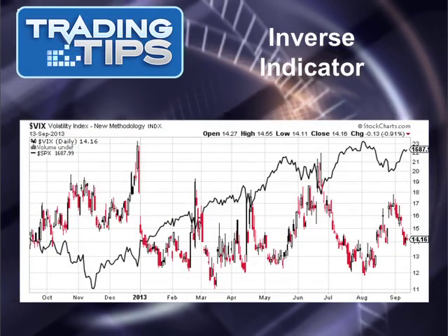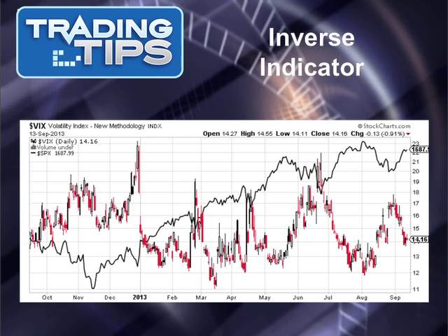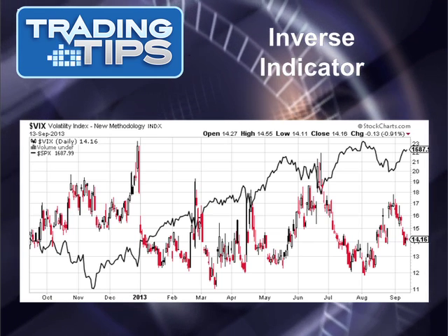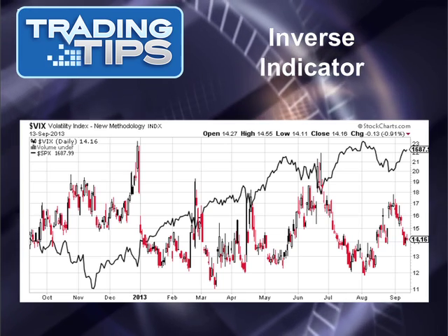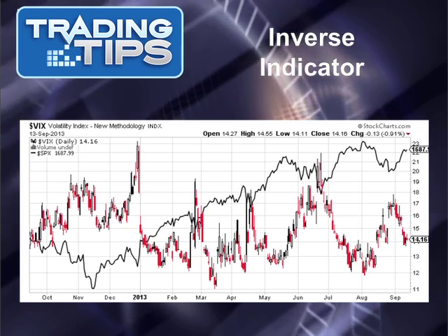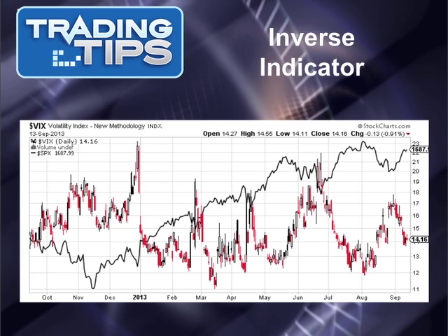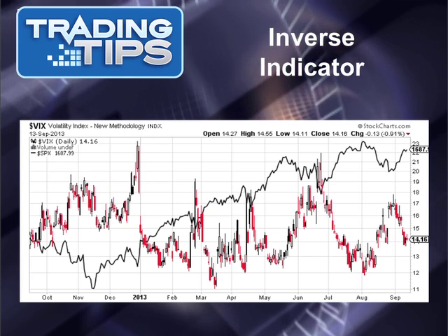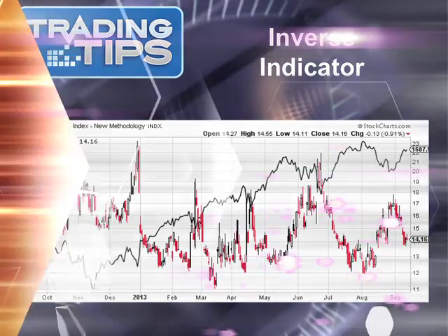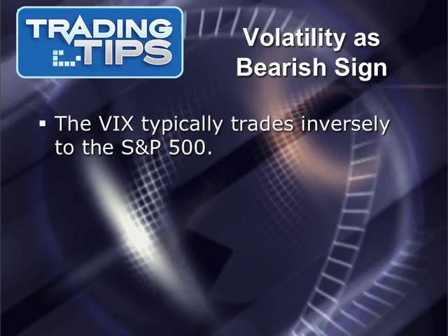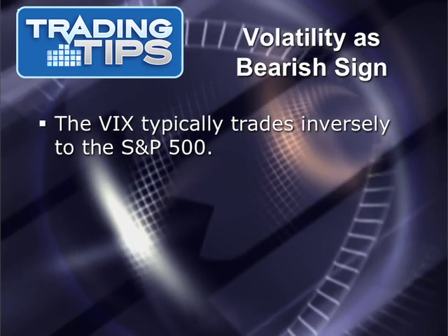Since volatility can be in either direction, up or down, you might think the volatility indexes like the VIX are market neutral. You'd be wrong, though. Here we see a chart of the VIX, but with the S&P 500 in black. Notice the inverse relationship between the VIX and the S&P. The VIX tends to go up when the S&P 500 goes down and vice versa.